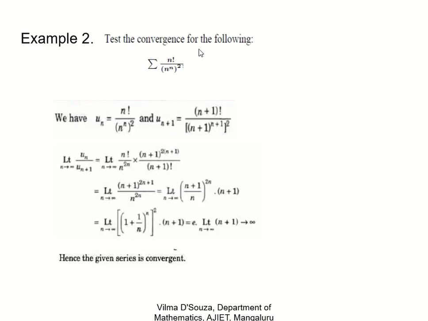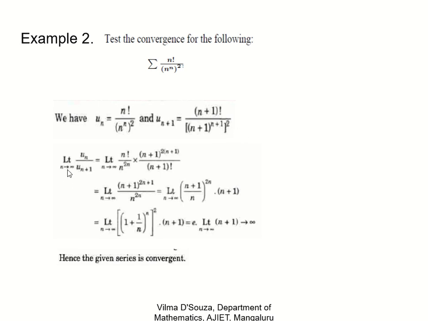Test the convergence for the following: summation n factorial divided by n raised to n to the power 2. So un you have directly here. Un is equal to n factorial by n raised to n whole square. So what is un plus 1? Replace n by n plus 1. N plus 1 factorial divided by n plus 1 to the power n plus 1 whole square.